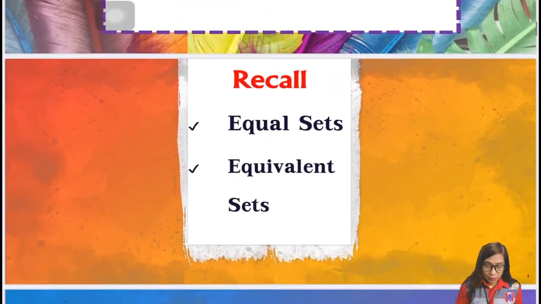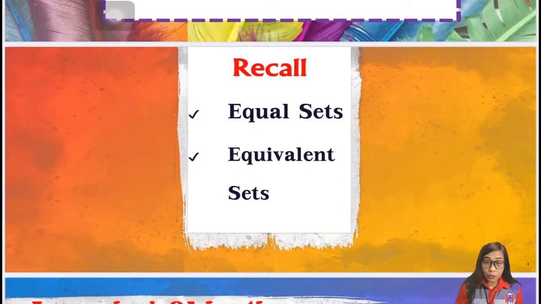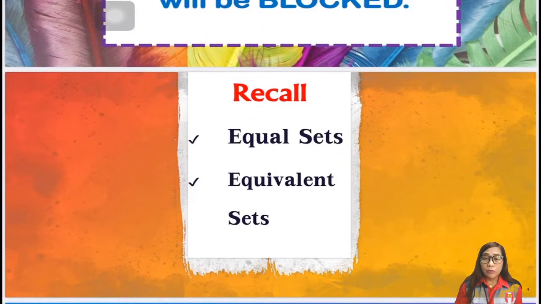So for today, we will have the new topic, and we will recall first equal sets, equivalent sets. So last week we had equal sets. When we say equal sets, two sets are equal if they have exactly the same elements. And how about equivalent sets? Two sets are said to be equivalent sets if they have the same number of elements.